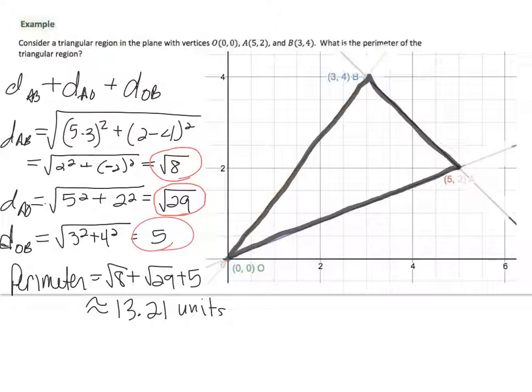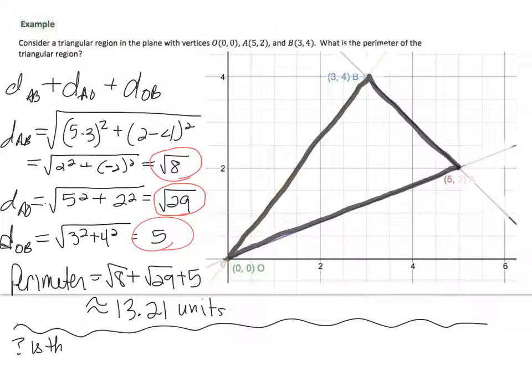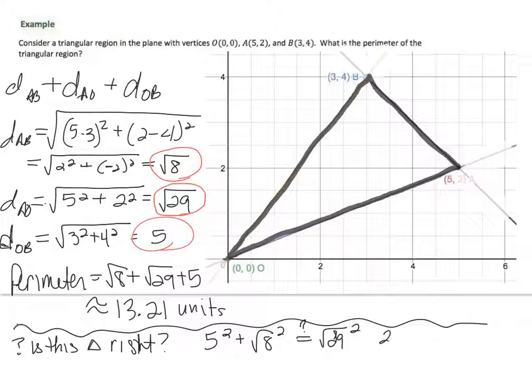Now, if this were a right triangle, that would be easy to figure out. So my question is, is this triangle a right triangle? Let's do this. The square root of 29 is my largest number, so I'm going to use the Pythagorean theorem to check. So 5 squared plus the square root of 8 squared, does that equal the square root of 29 squared? So I have 25 plus 8. Does that equal 29? No, it doesn't. So it is not a right triangle, correct?